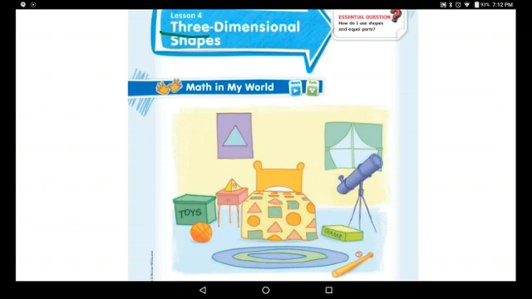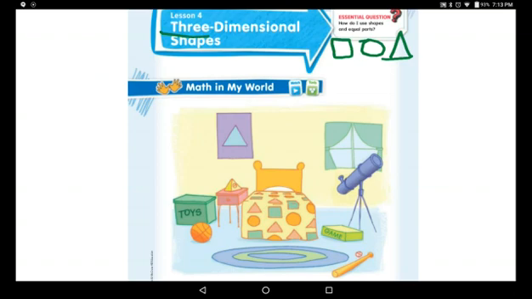As we said before, two-dimensional shapes are squares, circles, triangles, rectangles, hexagon, and what else? Pentagon. And we said we still have something, parallelogram. Yes, all these shapes are two-dimensional shapes. Why? Because they are flat, and they have two dimensions, length and width.